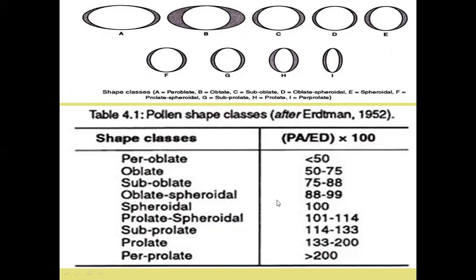In this way, Erdtman in 1952 determined the pollen shape class by the length of the polar axis and equatorial axis, by giving a particular ratio.